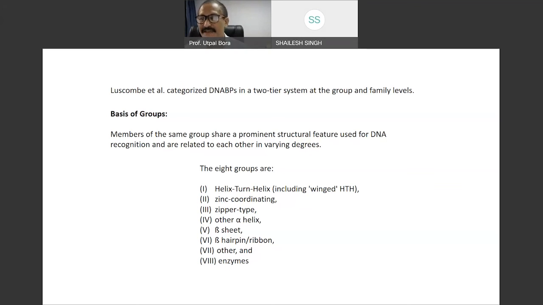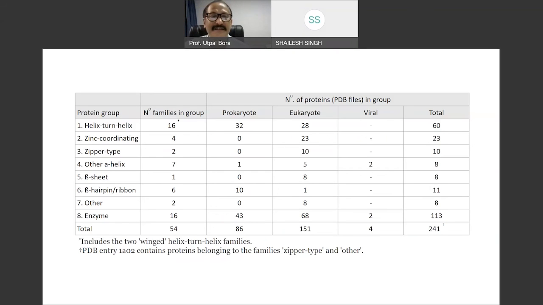The enzyme type, of course, is not very structurally similar to one another, and it may contain many proteins which are already being classed under the other seven groups. Okay, so anyway, this is the statistics of their classification, Luscombe's classification.